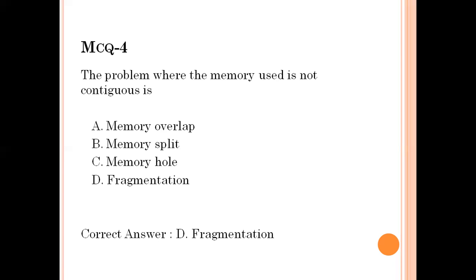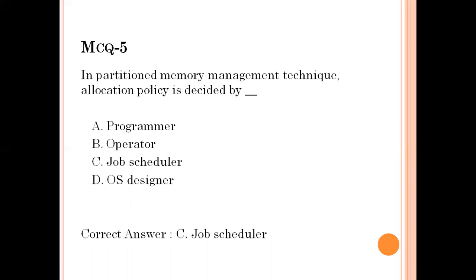The problem where the memory used is not contiguous is called, so you have memory, but the memory remains wasted because it is not in a continuous place. It's called memory overlap, memory split, memory hole, or fragmentation. The correct answer is fragmentation. In the partition memory management technique, the allocation policy is decided by the job scheduler.